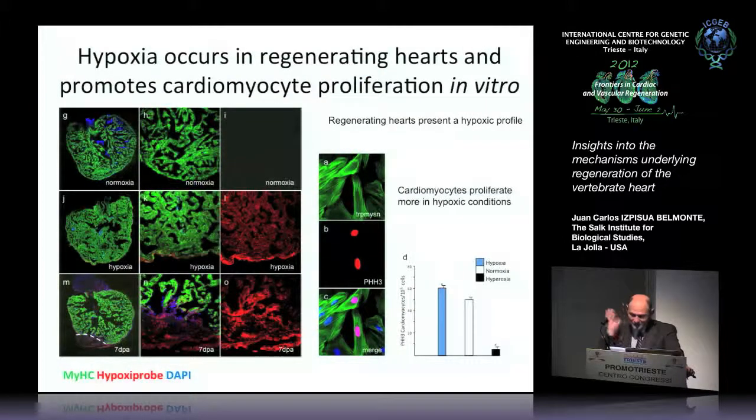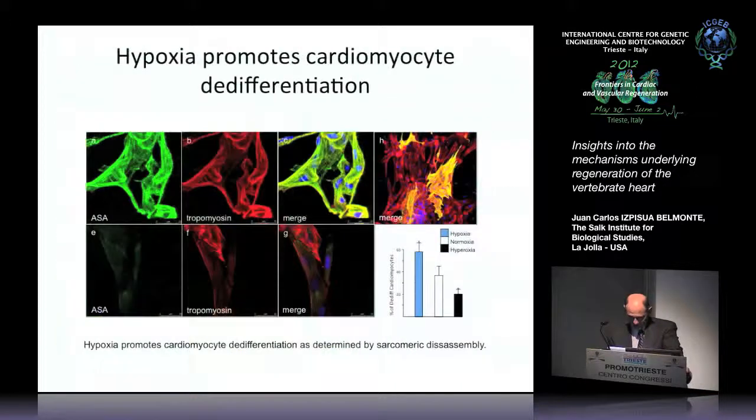Hypoxia: we have developed a system to put fish under different oxygen concentrations. We have cut their hearts, and then we look at how they regenerate. And the message is very simple. Hypoxia helps in promoting cardiomyocyte proliferation. You can see just the bars here: hypoxia in blue, normoxia, and then hyperoxia is totally the opposite.